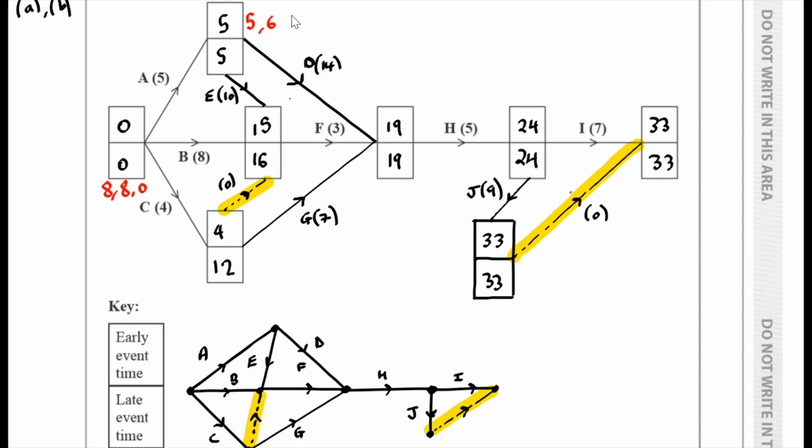I'm going to leave this 8 up for a second because we might need it in a later part of the question. But in terms of the critical activities, we have A, then we have D, and then we have H, and then we have J. Those are the critical activities. And then we have 2 finishes.